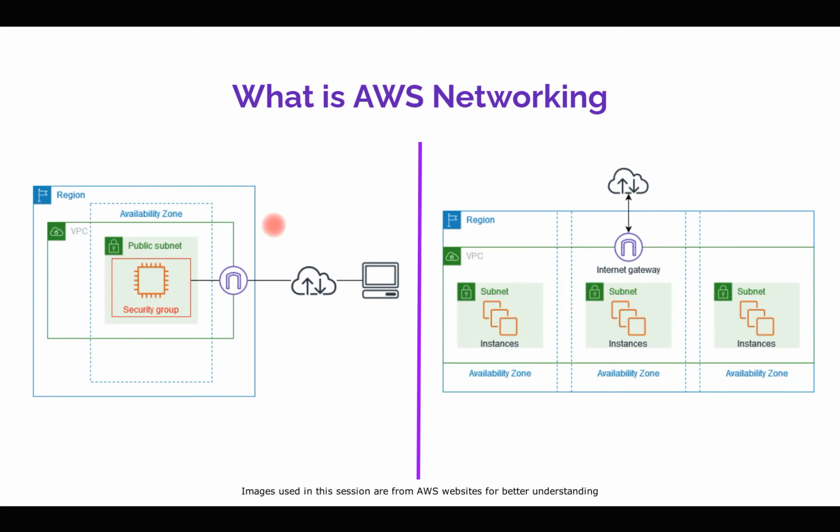Now let's understand what AWS networking is. As we already mentioned, AWS networking is a set of cloud services that allow users to create fast, reliable and secure networks. So what are these cloud services? These are kind of components. Here I took a different example: we have one VPC, one availability zone and one region. So everything we have is one here.